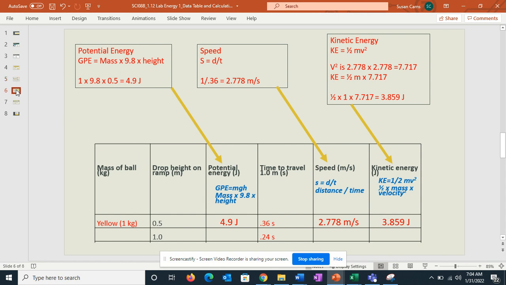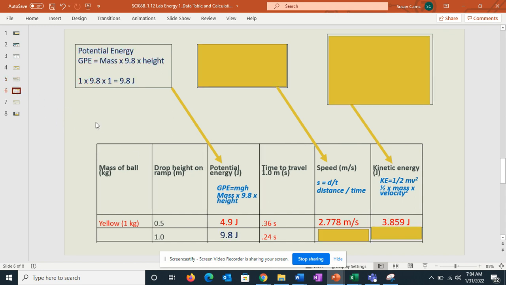Okay, so the second example goes exactly the same way. Potential energy, mass times gravity times 1, because this time it's a 1 meter drop height, and we have found that that's 9.8 joules. Speed is distance divided by time. Distance this time is 1 meter divided by 0.24, and that equals 4.167 meters per second.